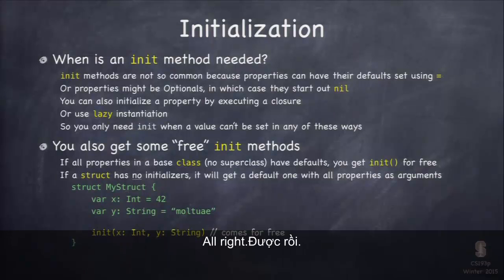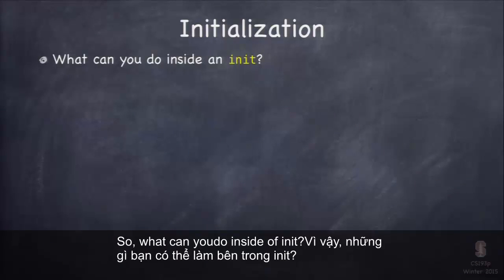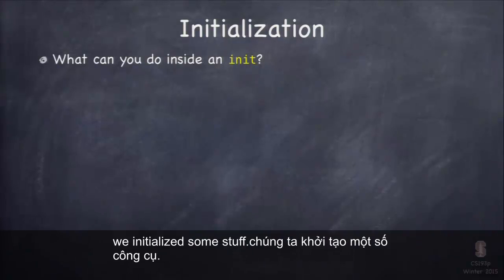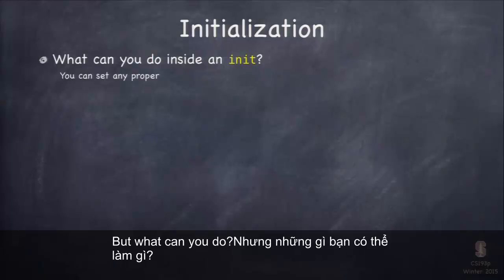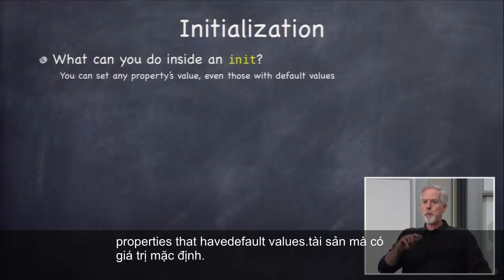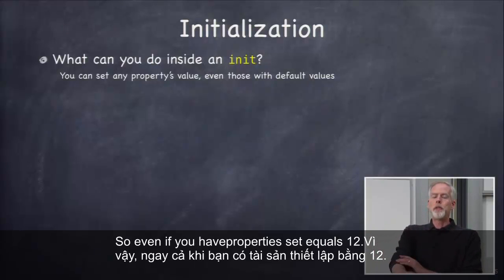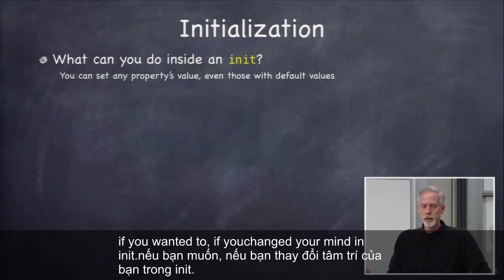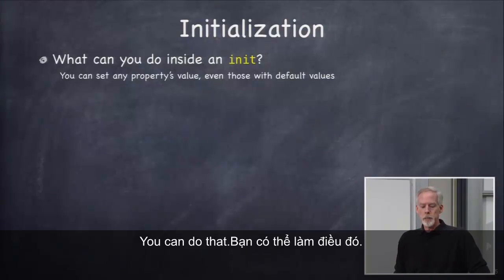All right. So what can you do inside of init? We saw what we did in calculator brain. We initialized some stuff. But what can you do? Well, you can set any property's value in there. You can even set properties that have default values. So even if you have a property and you said equals 12, in your init you could reset that thing to something else if you changed your mind in init. You could do that.